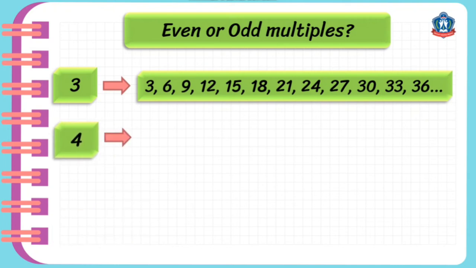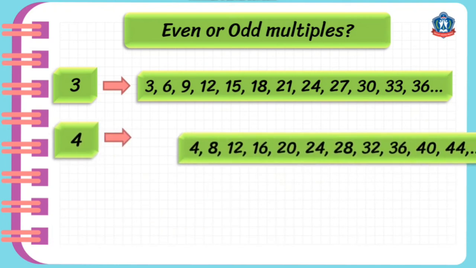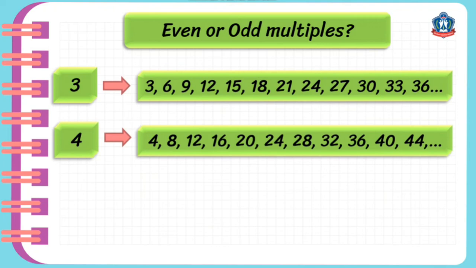For number 4, the multiples are 4, 8, 12, 16, 20, 24, 28, 32, 36, 40, and 48. As you observe, all the multiples of number 4 are even numbers because 4 is an even number.